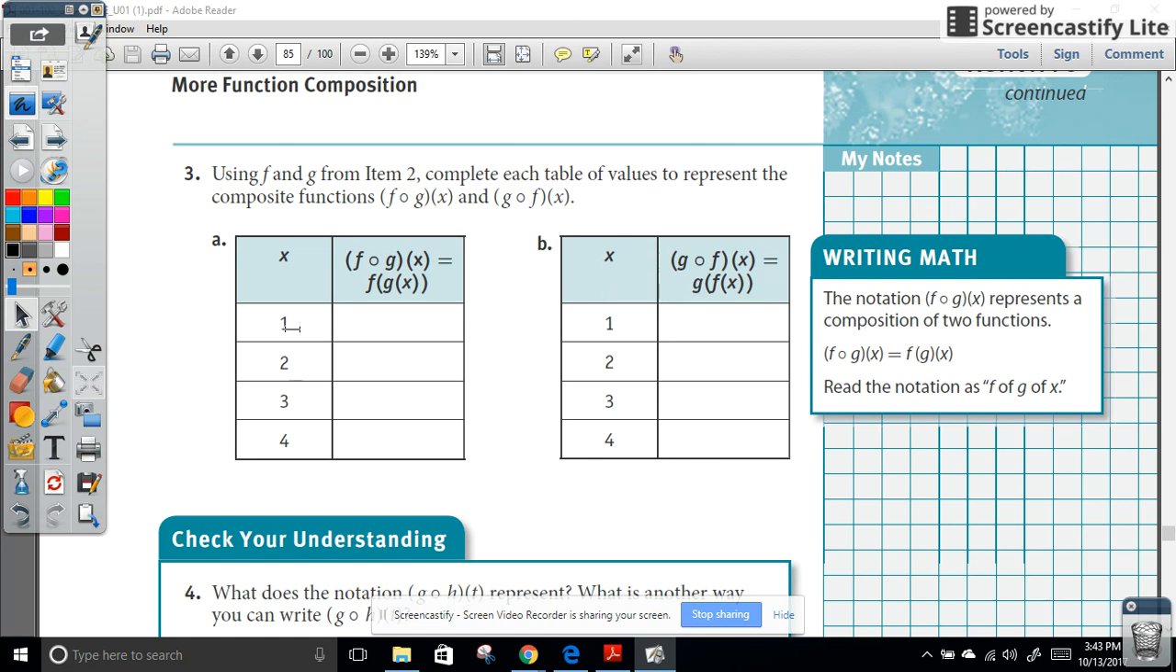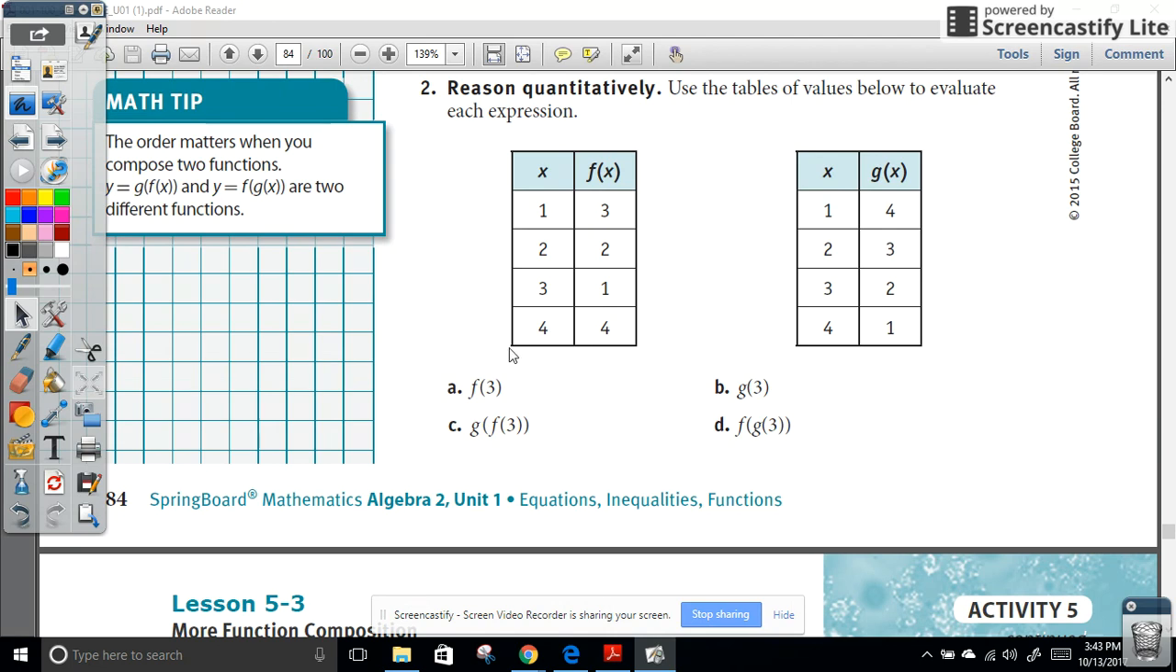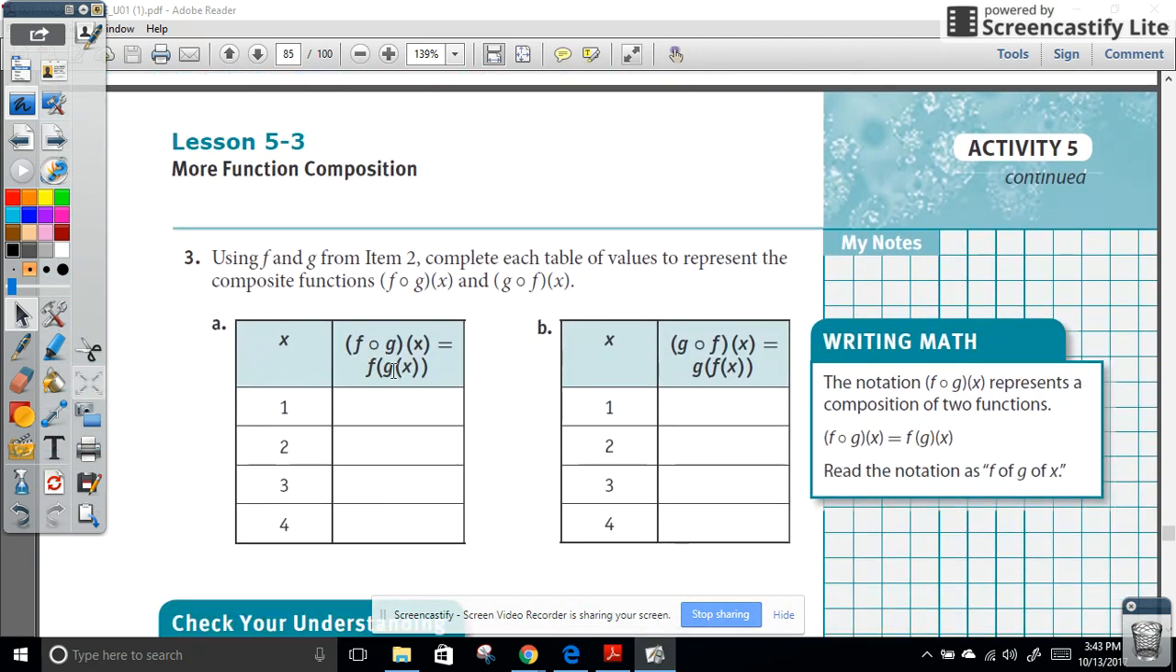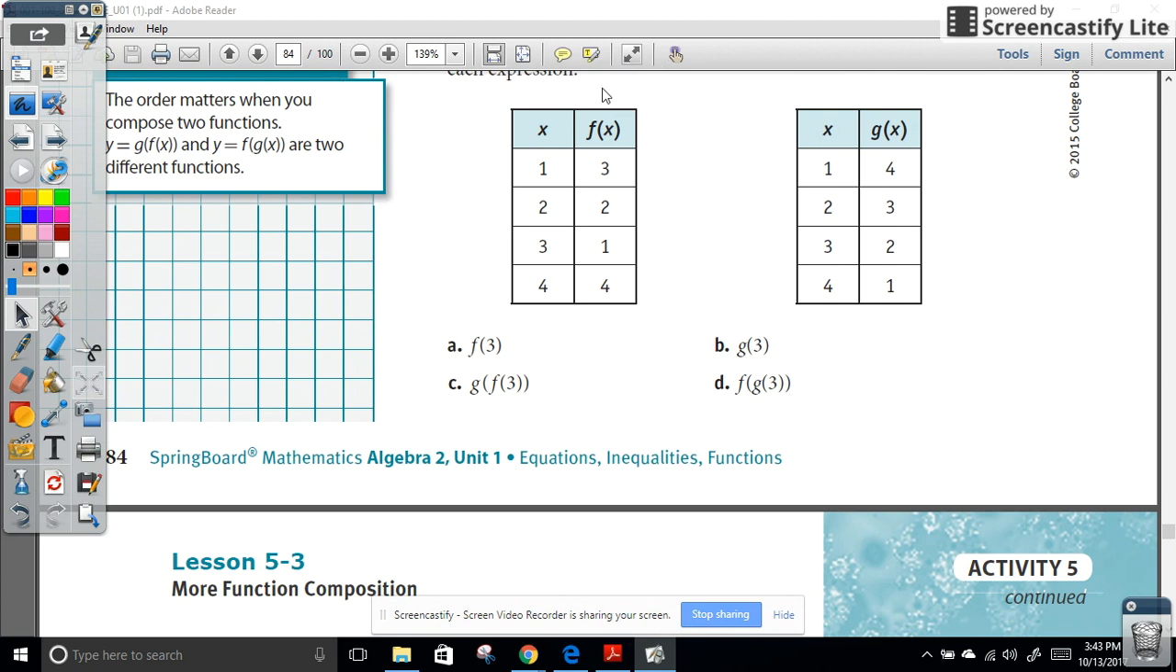Okay, so where are we going to start? We have to go back. This is going to be hard because I've got to shuffle back and forth, okay? So we're going to look up here, and they want us to find f of g of 1. So I'm going to write that down right here. They're wanting us to find f of g of 1, okay?